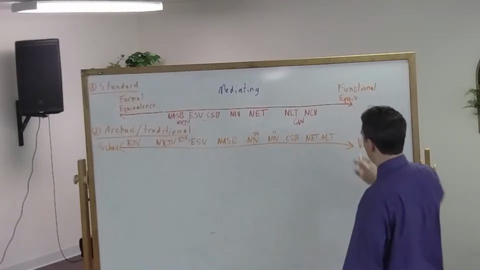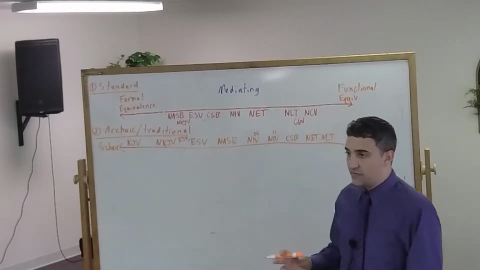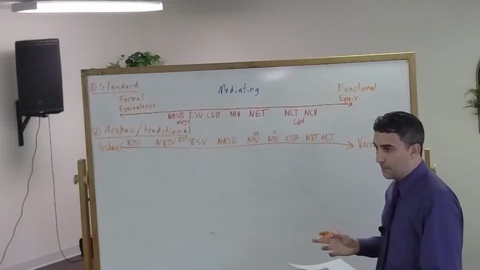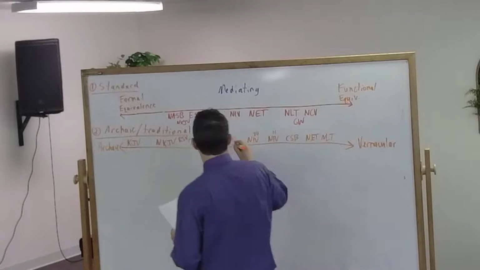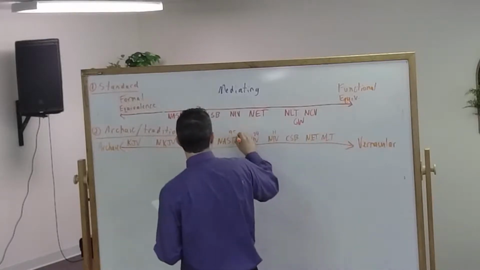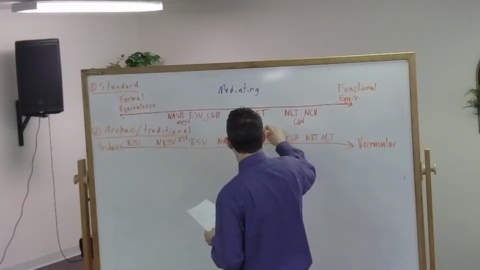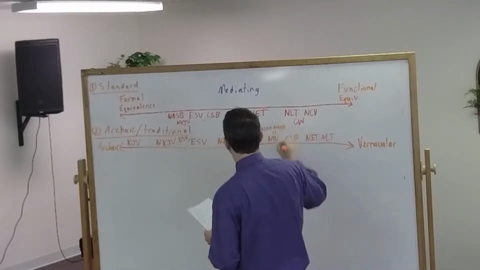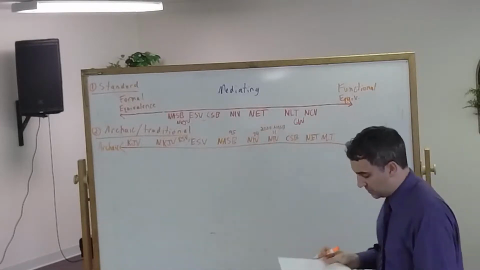So archaic versus traditional. You'll notice how some of these are going to switch, because different ones have different emphases. Yes? Is that the 95 NASB? Yeah, the 95. You would put the New American Standard 2020 probably over here somewhere. Something like that. No, this is just arbitrary. I'm kind of coming up with this myself, okay?